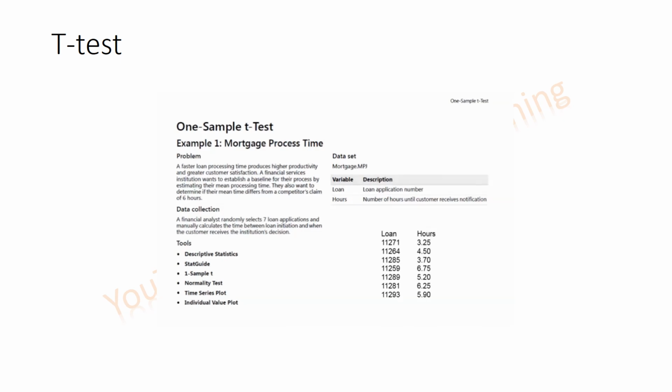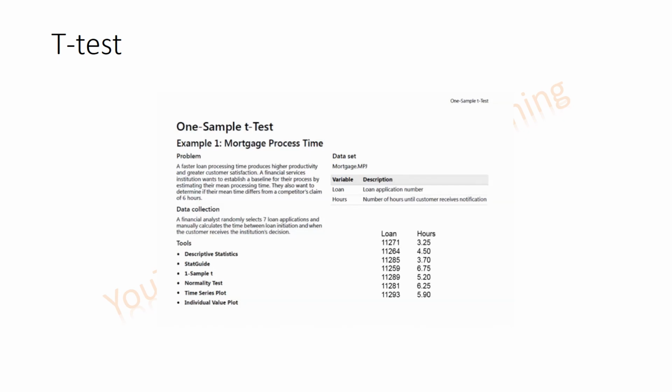So here I have the example. Let's talk about the scenario first. Mortgage process time. We say a faster loan processing time produces higher productivity and greater customer satisfaction. A financial service institute wants to establish a baseline for their process, which means finding our average mean processing time. They want to determine if their average time is different from their competitors. Competitors say, our average is 6 hours. So I want to compare ours versus 6 hours, which is the competitor's claim.